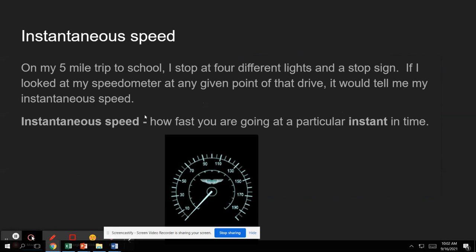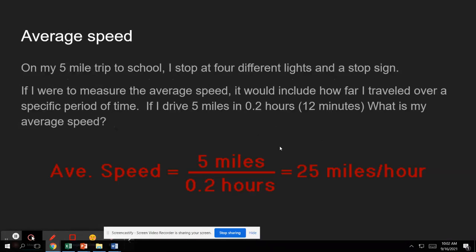And then lastly, instantaneous speed. If I took a 5-mile trip to school, I had 4 different lights and a stop sign. Anytime I looked at my speedometer at any given point, it would tell me my instantaneous speed. That's another vocab term. It tells you how fast you're going at a particular instant in time. I look at my speedometer, I'm going 50 in a 35. Oops, my bad. I've got to slow that down. That tells me how fast I'm going at that moment.